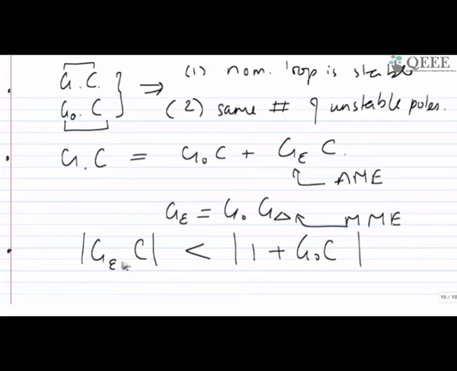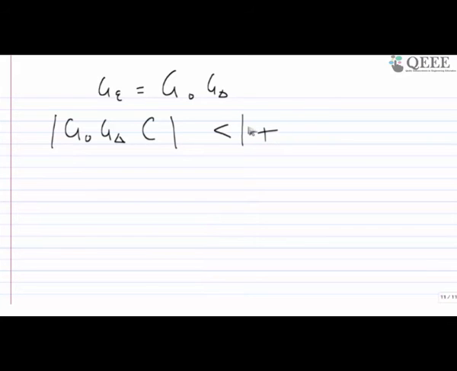So if I put this G epsilon equal to G naught G delta in this equation, going to the next page, I get the magnitude of G naught G delta C less than the magnitude of 1 plus G naught C for all values of omega.